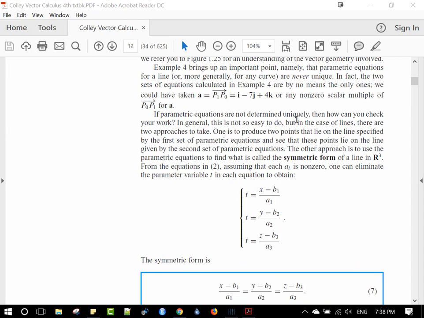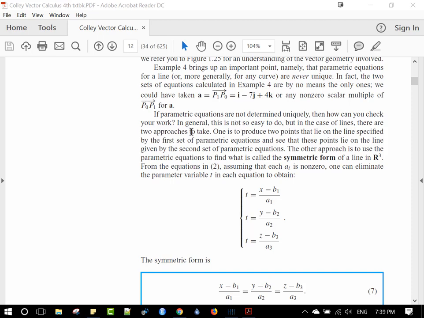In general, it's not so easy to do, but in the case of lines, there are 2 approaches to take. One is to produce 2 points that lie on the line specified by the first set of parametric equations, and see that these points lie on the line given by the second set. So then you would know that the first set is equivalent to the second set. The other approach is to use the parametric equations to find what is called the symmetric form of a line in R3.